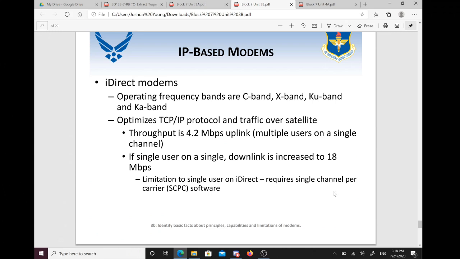And then with the operating frequency bands, I always tell my students this, and a lot of them have told me that it's super difficult to remember because it's kind of cringy to say out loud. So if you're ever confused, like, oh man, I can't remember what the frequency bands are for the iDirect modems, how am I supposed to remember those things?